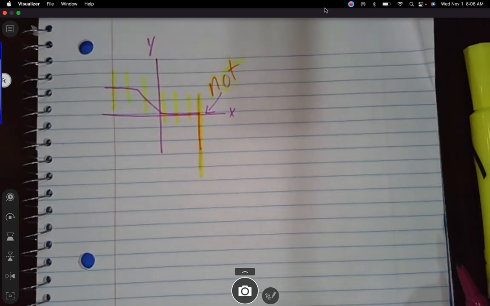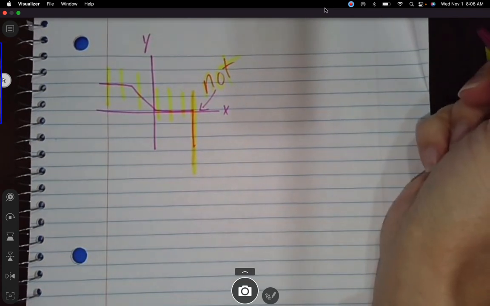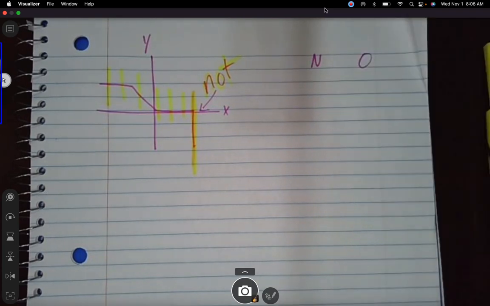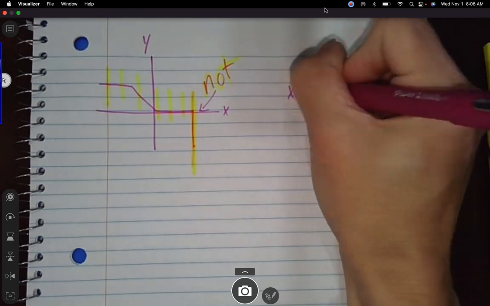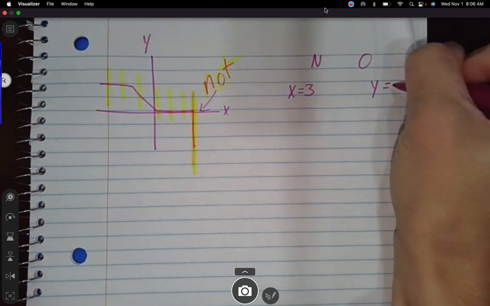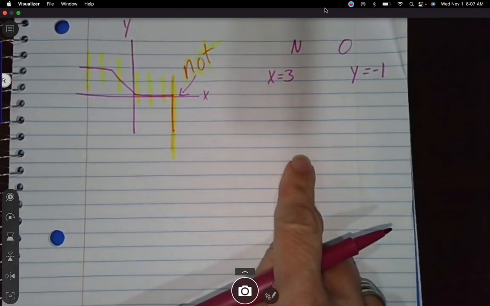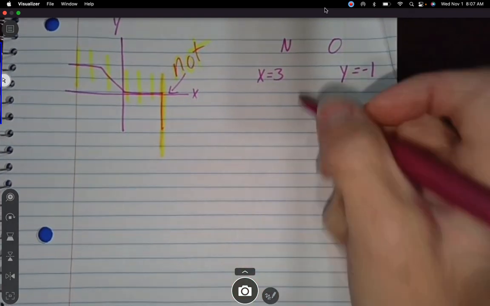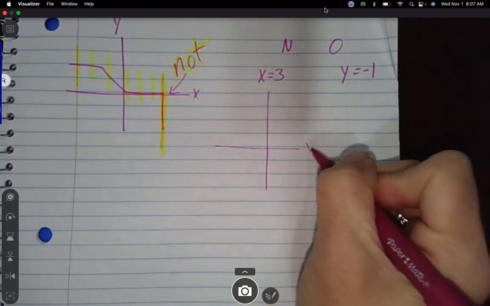So the next two I'm going to look at are N and O. I know I skipped K; I'll come back to it. But N, O. One of you might have something like x equals 3, and the other one is like y equals -1. Do y'all remember what these lines look like if I was to draw them? No, maybe not. So remember, one's a horizontal line, one's a vertical line.